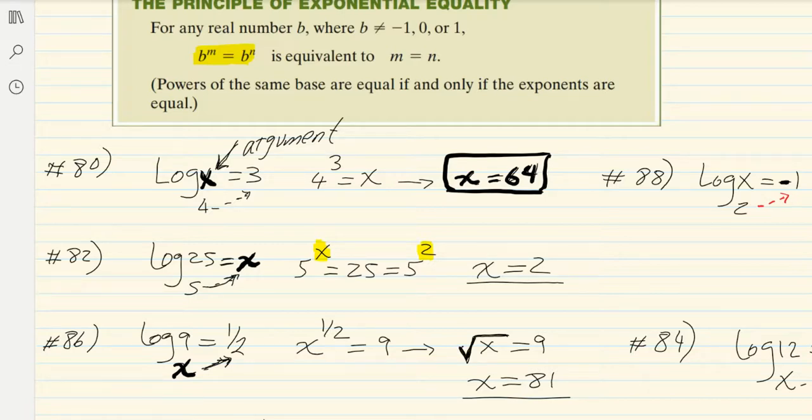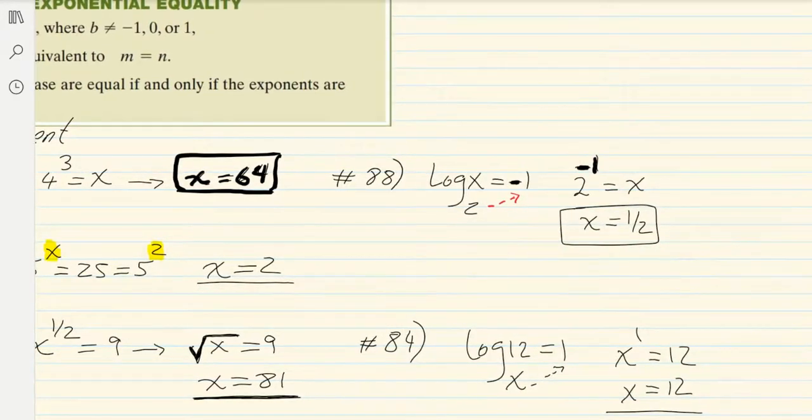There you go. And then solve this by squaring both sides. So x becomes 91. And remember, this time the base of the log has to be positive, and it is. And it cannot be 1. And it's not. Not in number 86.